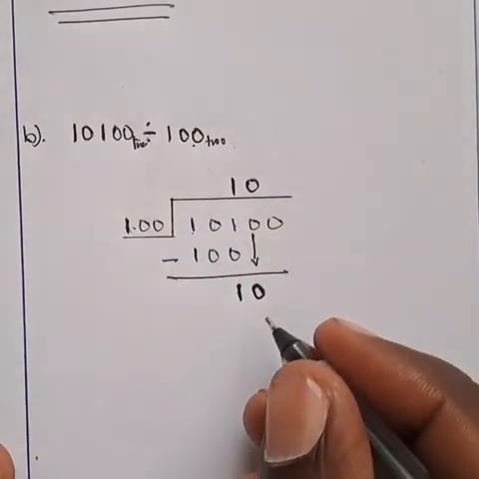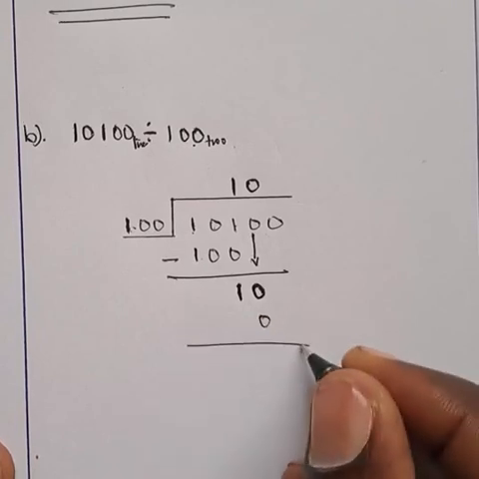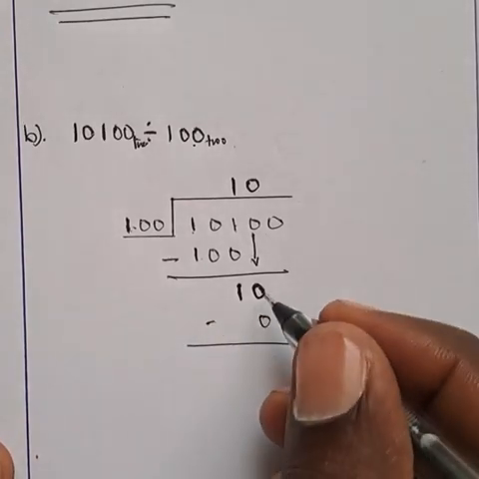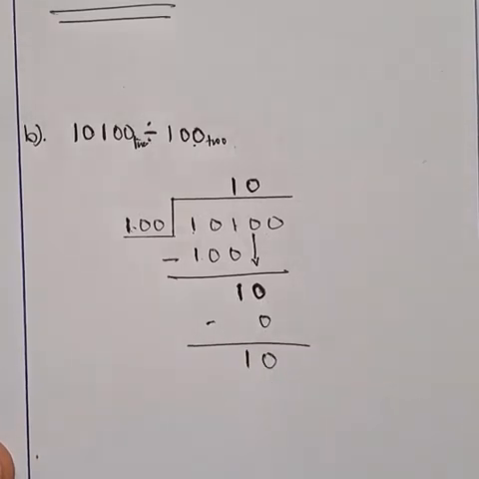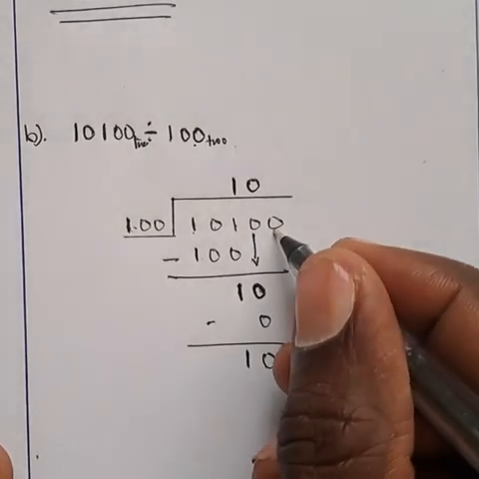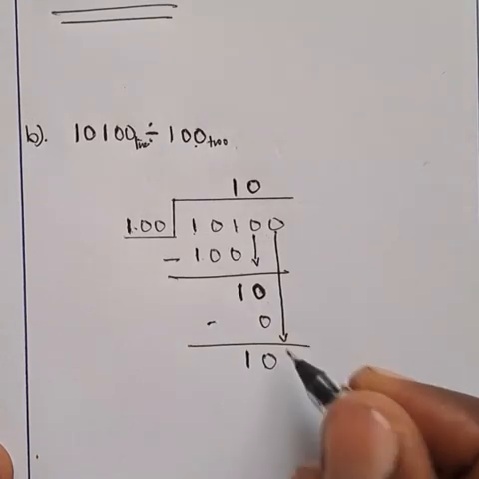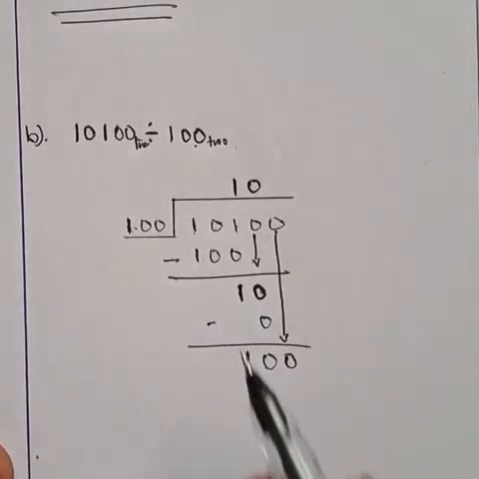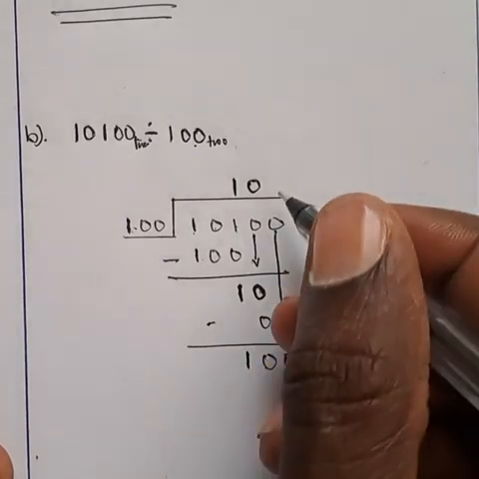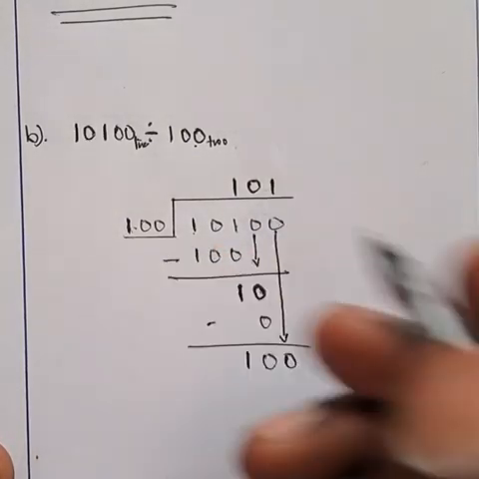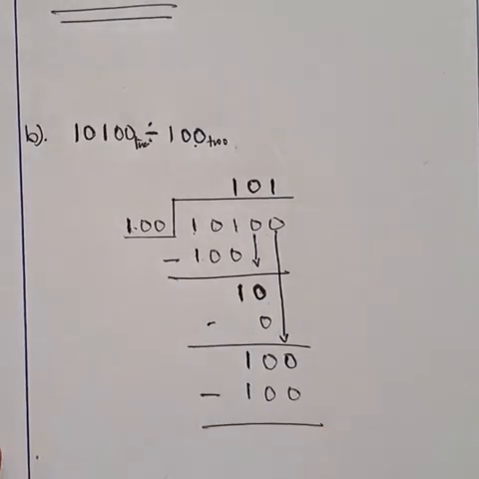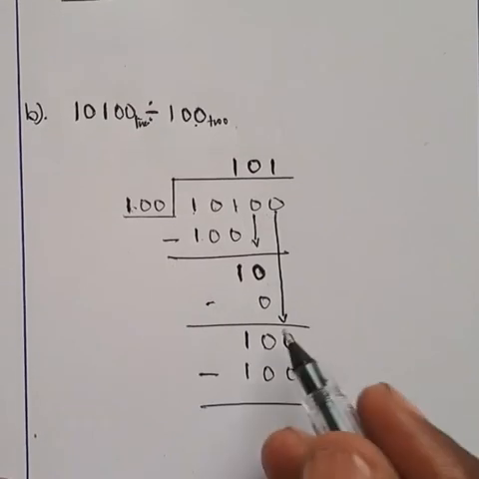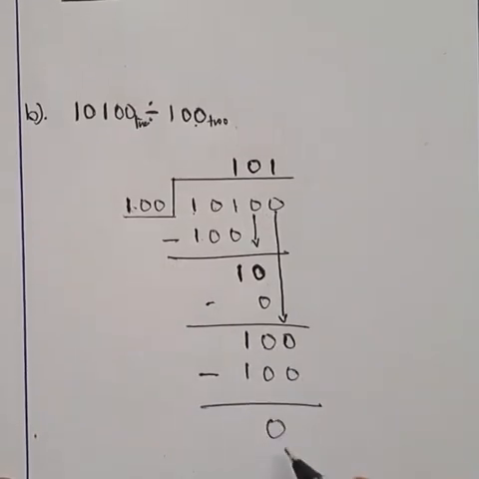0 times 100, that is 0. Then we subtract. 0 minus 0, that is 0. 1 minus 0, that is 1. Okay, let's divide 100 into 10. It can't, so we bring down this 0 there and put it there, it becomes 100. Then 100 into 100, it goes there one time. 1 times 100, that is 100. Then we subtract. 100 minus 100, it's 0.